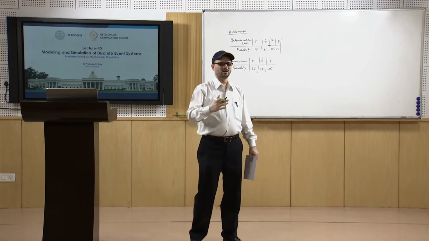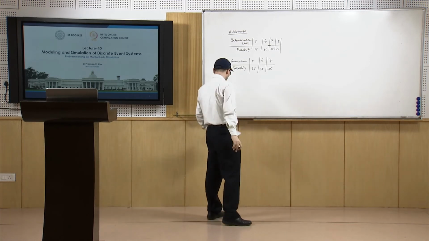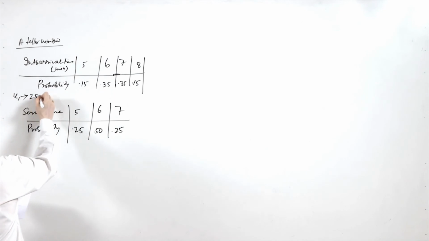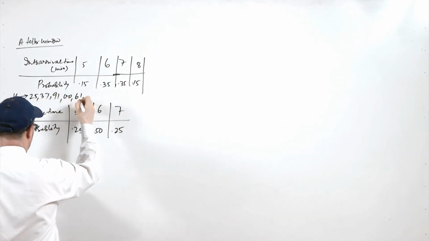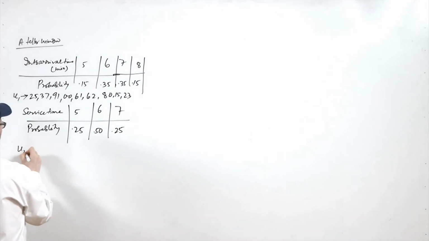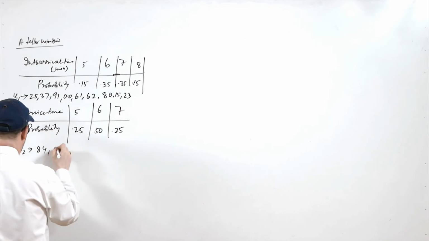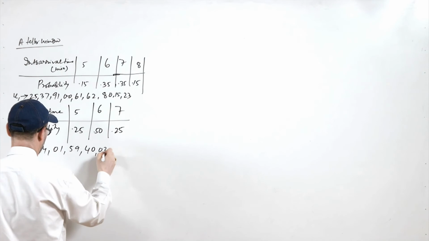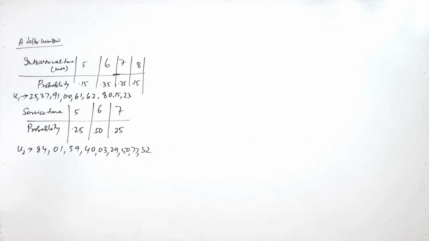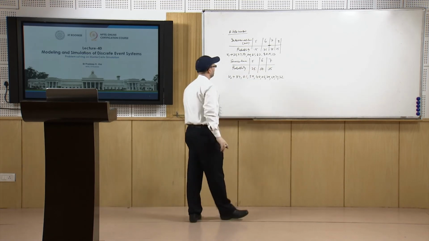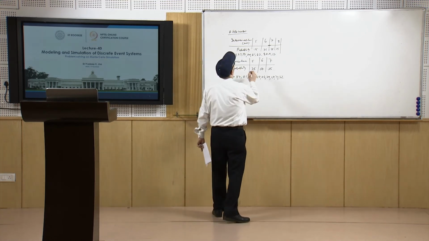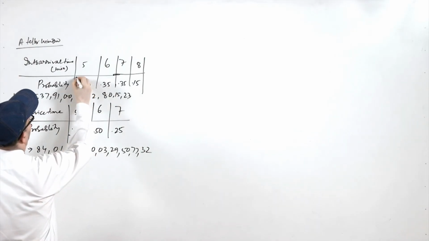You can generate the random numbers for this also, but here the numbers are given. The random number u1 is given for this as 25, 37, 91, 00, 61, 62, 80, 15 and 23. Similarly, for this the random numbers are given as 84, 01, 59, 40, 03, 29, 50, 77 and 32. So suppose this is given, we know the numbers which will be assigned for 5. We can do it from here itself. As we know, the range of random numbers will be, we can write here or in the bracket.